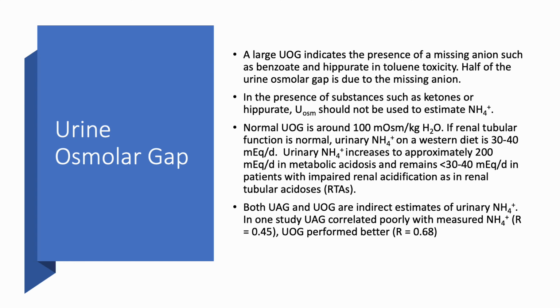Now, normal urine osmolar gap is about 100. Half of that approximately is ammonium. And like we said, the osmolar gap is going to be low in renal tubular acidosis because half of that is ammonium, and is going to be high in conditions like diarrhea. They did a study and they found that urine osmolar gap is better in estimating urinary ammonium than urine anion gap. Hopefully in a few years we'll be able to measure ammonium directly, and then we don't need this step.